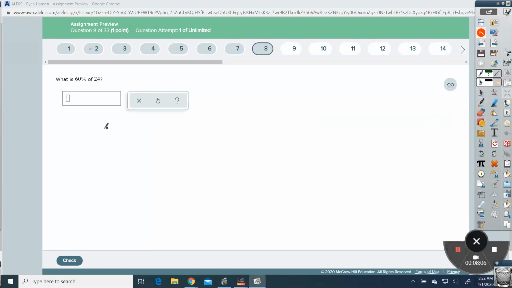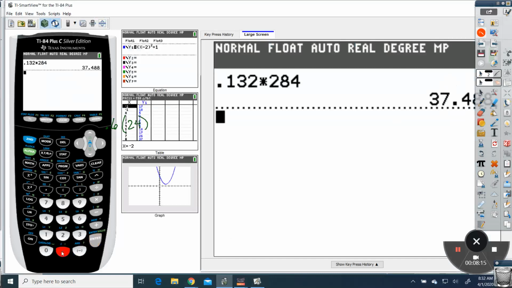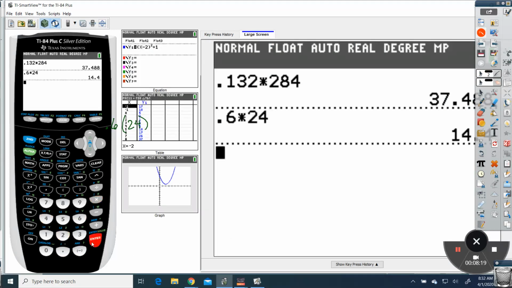What is 60% of 24? Well, 60% of 24, change that to a decimal, 0.6 of 24. Go to our calculator, 0.6 times 24, says it is 14.4.